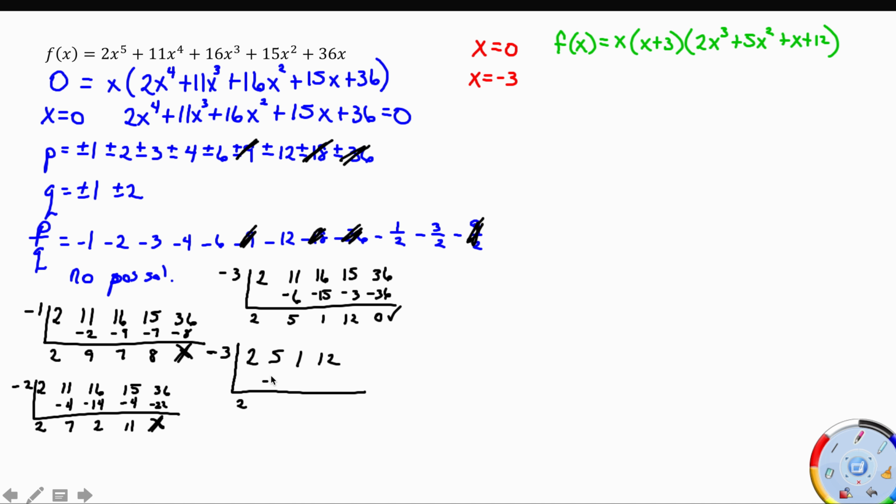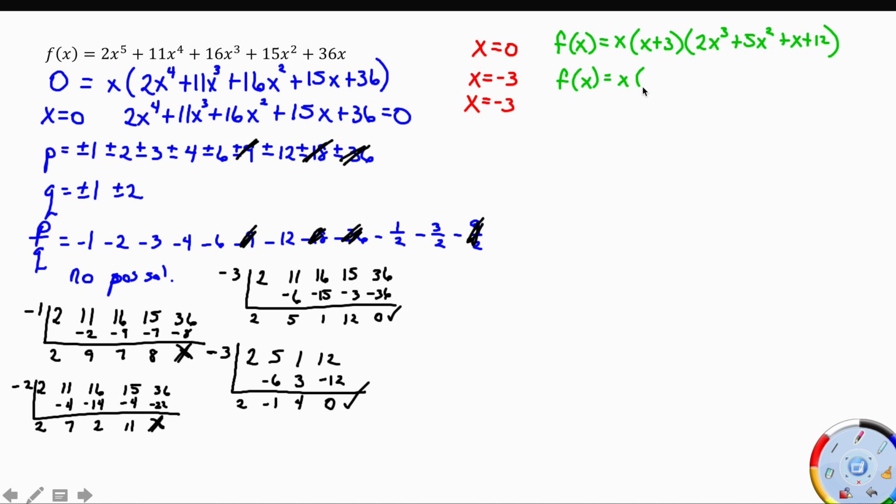-3 times 2 is -6. -3 times -1 is +3. -3 times 4 is -12. Yes, I'm glad I did not skip that -3. I just found another zero, and I also just factored this further.